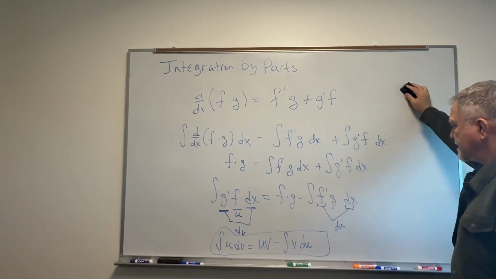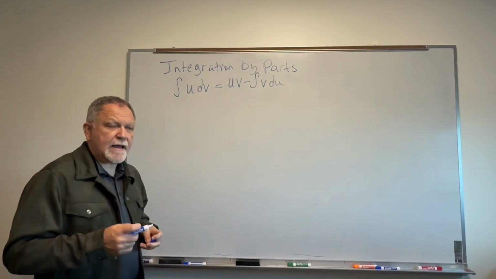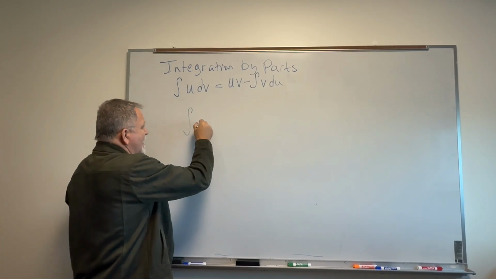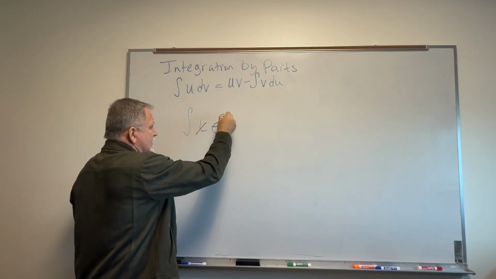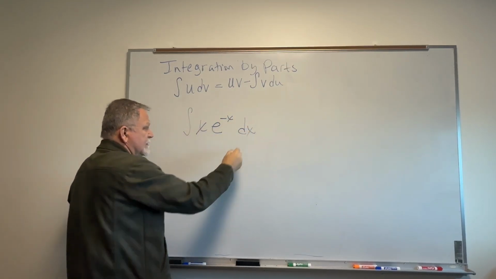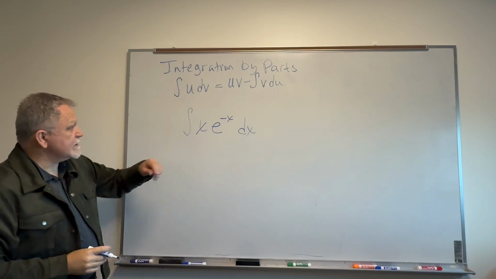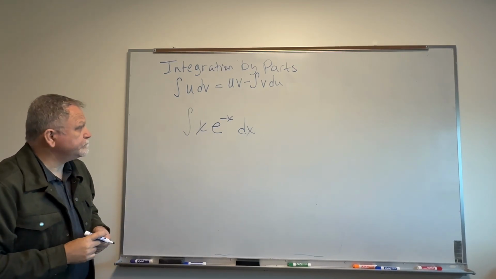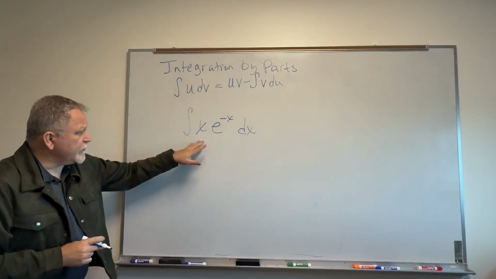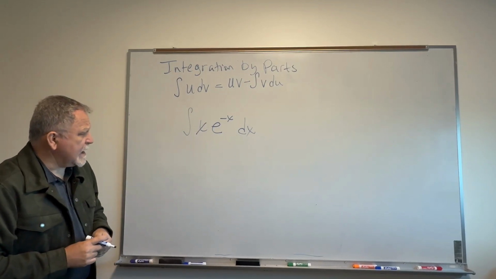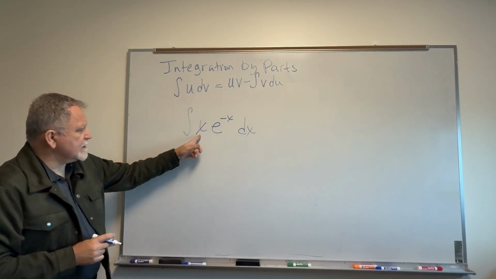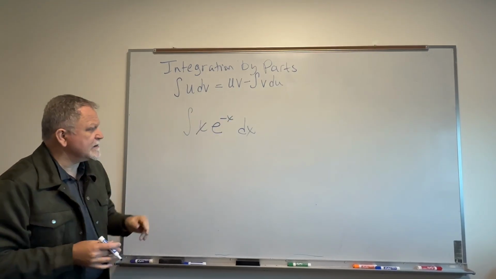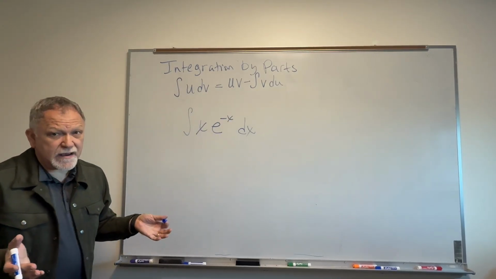So I'll go ahead and erase this. We'll go ahead and work an example. Suppose we have the integral of x e to the negative x dx. So to integrate this, how do I proceed? Well, I say I've got a product of two functions going on, and this function here is not the derivative of that, so I'm not thinking substitution here. So I'm going to try integration by parts.